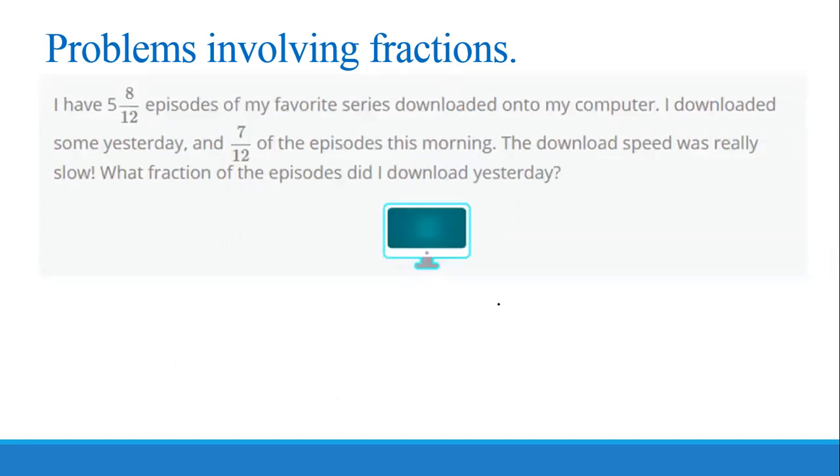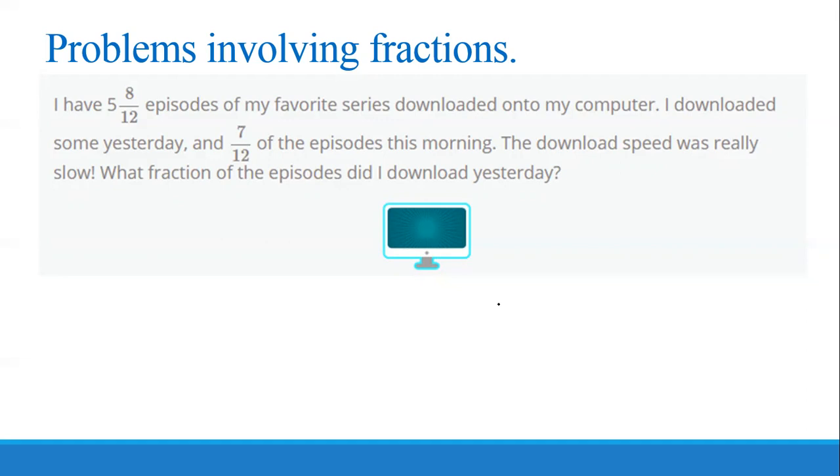Another one. I have 5 and 8/12 episodes of my favorite series downloaded onto my computer. I downloaded some yesterday and 7/12 of the episodes this morning. The download speed was really slow. What fraction of the episodes did I download yesterday? Alright, so this problem requires us again to subtract a mixed number and a fraction. So how are we going to solve this problem? We need to subtract the number of episodes that were downloaded this morning from the number of episodes that are now downloaded in total. So how are we going to do this?